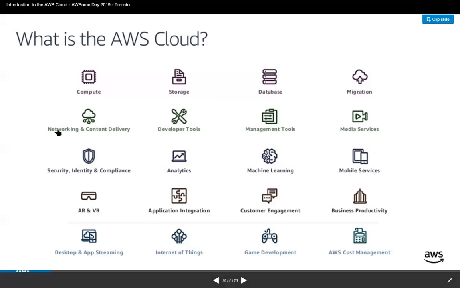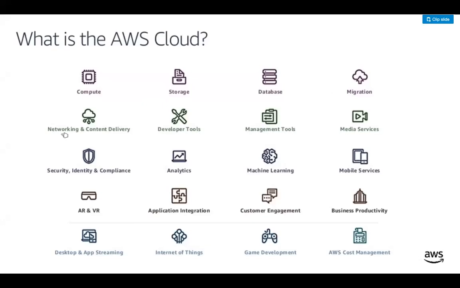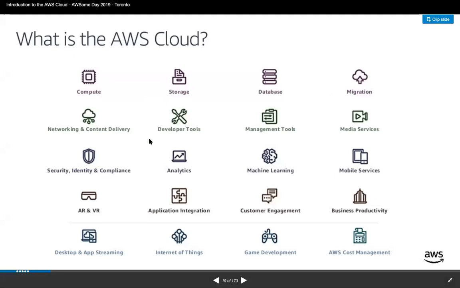Leave this migration. Networking and content delivery. Again, networking, you need network access, correct? You need your virtual machines, you need your applications to be connected to the network. So that entire networking is provided by AWS Cloud.